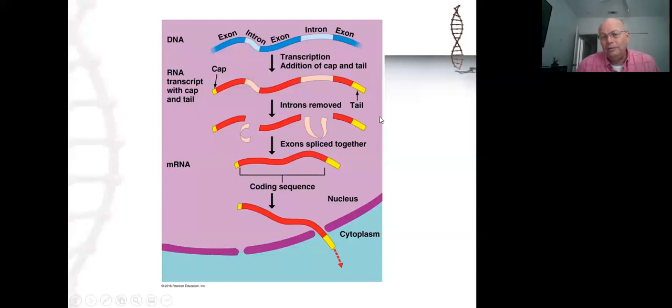And the length of that tail is actually coded within the transcript and tells the cell how long to make the poly-A tail. And the length of that poly-A tail tells the cell how long to leave the messenger RNA alone before you break it down. And so the genetic information actually tells the cell how long to leave the messenger RNA intact by telling it how long to make the poly-A tail, which provides that signal.